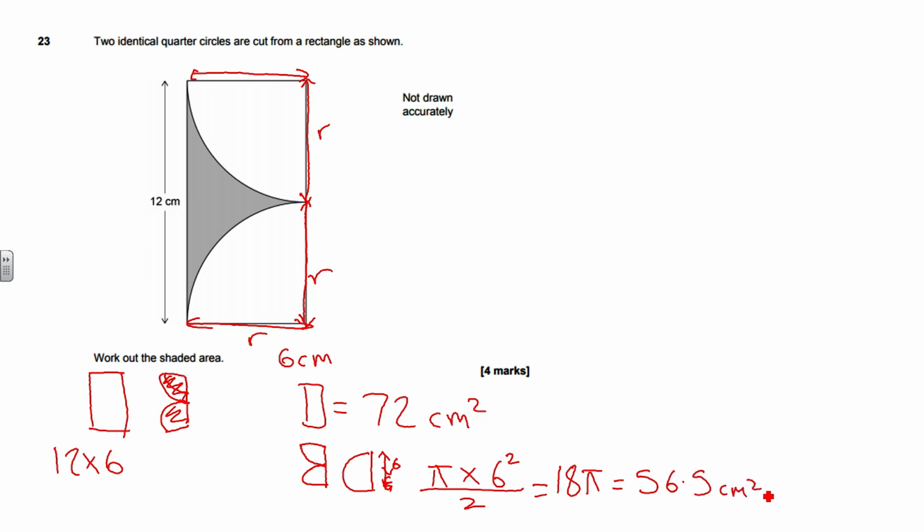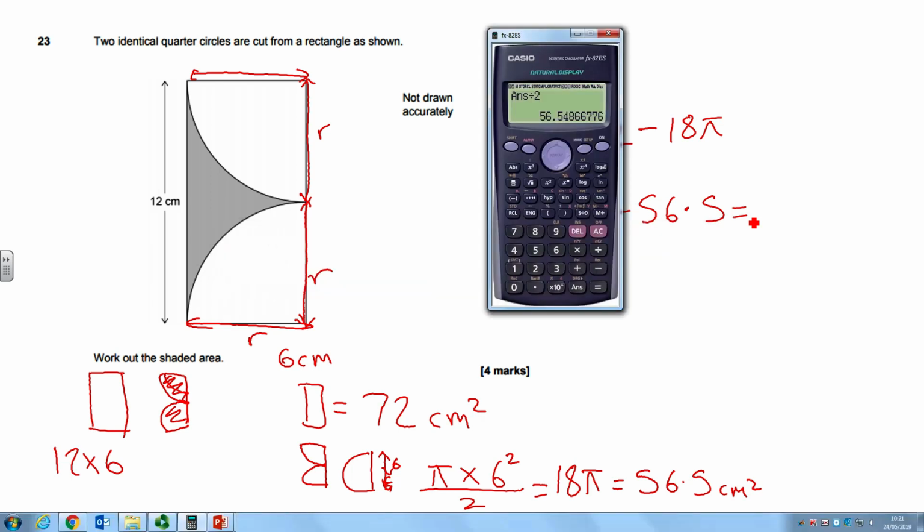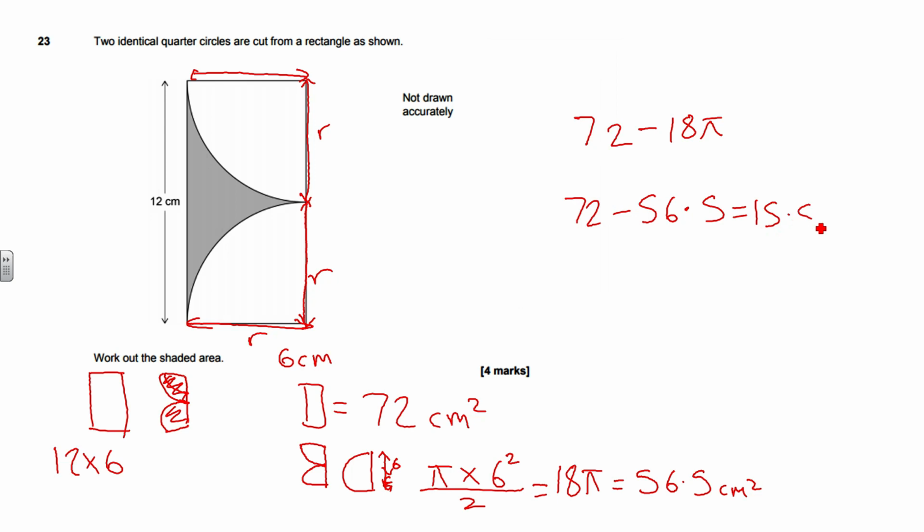So the area of our shaded region is 72 minus 18 pi, or 72 minus 56.5, which I can then calculate on here. So 72 minus the last answer, 15.5 centimetres squared. So work out the area of the rectangle, work out the area of the 2 quarter circles, take the quarter circles away from the rectangle, whatever's left is your shaded area.